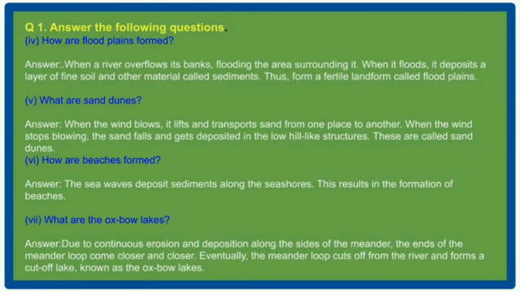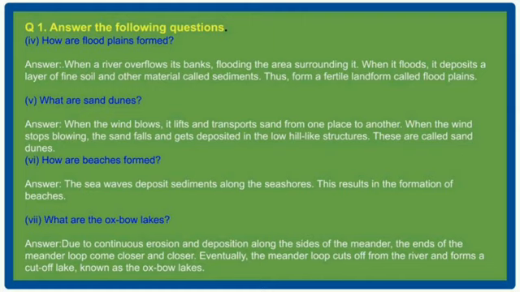Now question number 4, how are floodplains formed? The answer is: when a river overflows its banks, it floods the area surrounding it. When it floods, it deposits a layer of fine soil and other material called sediments. Thus it forms a fertile landform called floodplains. So that is the answer of question number 4.